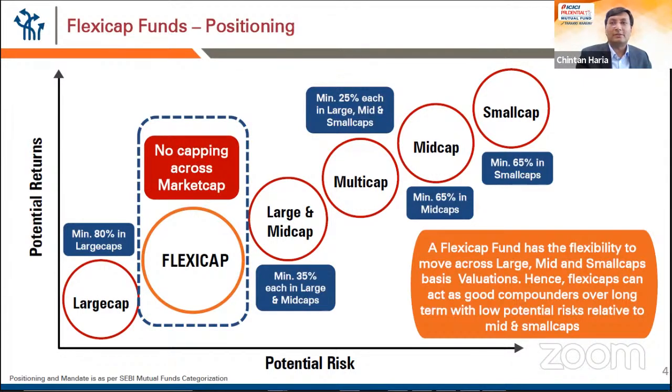So the key difference is that in a multi-cap fund, as the name suggests, I have to have a minimum allocation to all three: large cap, mid cap, small cap, which is minimum 25% each. While in flexi cap, there is absolutely no constraint. And that is why, as a category, it is the largest category, and it will continue to be the largest category because it gives the fund manager the maximum freedom.